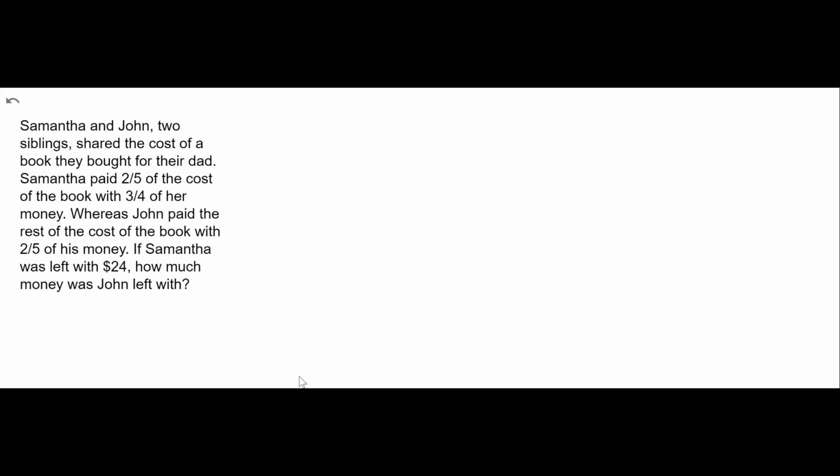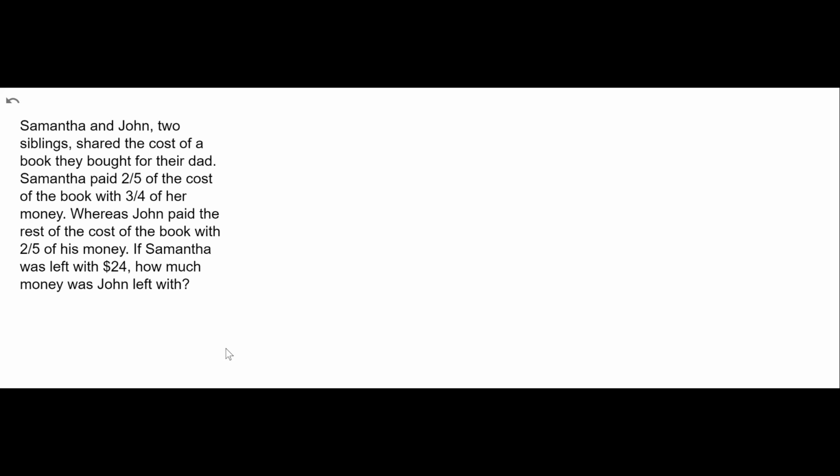Alright, so this problem says Samantha and John, two siblings, shared the cost of a book they bought for their dad. Samantha paid 2/5 of the cost of the book with 3/4 of her money, whereas John paid the rest of the cost of the book with 2/5 of his money. If Samantha was left with $24, how much money was John left with?